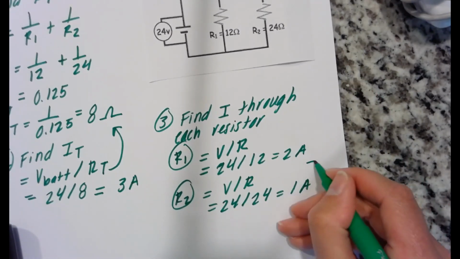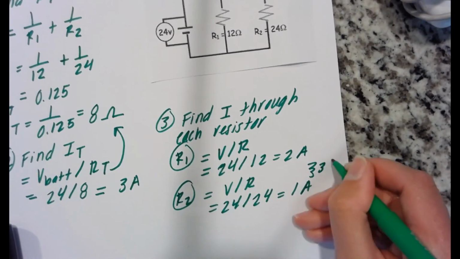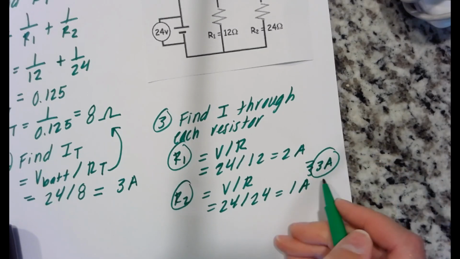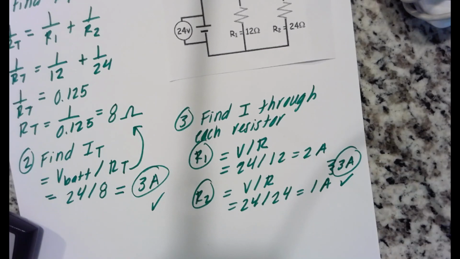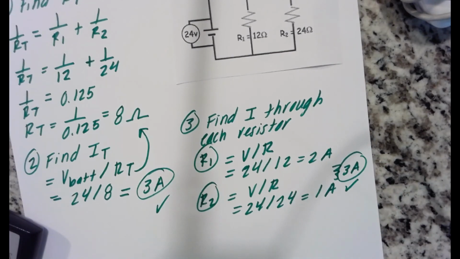And then you can see here that when I add those together, it gives me a total current of 3 amps, which is what I found in step 2, and I know that I solved correctly. And that's the solution for parallel circuit number 2.